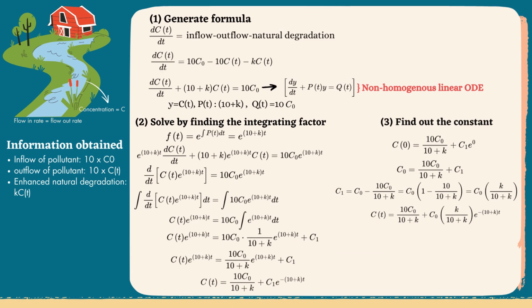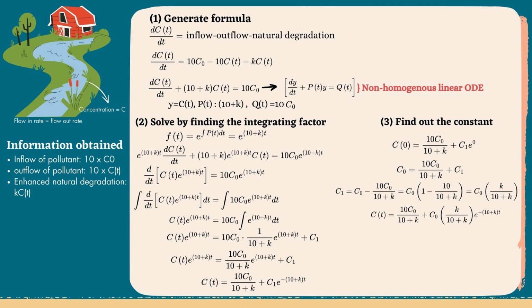Next, we can solve this equation using the integrating factor method. We first choose an integrating factor that simplifies the equation. Multiplying our differential equation by this integrating factor allows us to express it as the derivative of a product. We then integrate both sides with respect to time, which gives us a new expression involving the pollutant concentration.